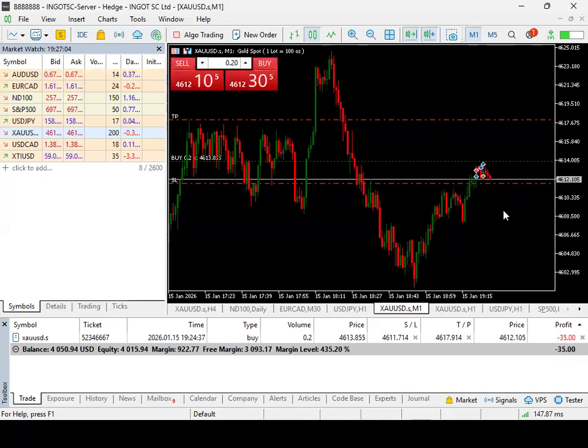If it's coming down, see, I've bought, so coming down means I'm losing more. If it starts going up, I'm gaining. So right now we're losing, and it's headed to hit stop loss. Look at this. It's headed to hit stop loss.